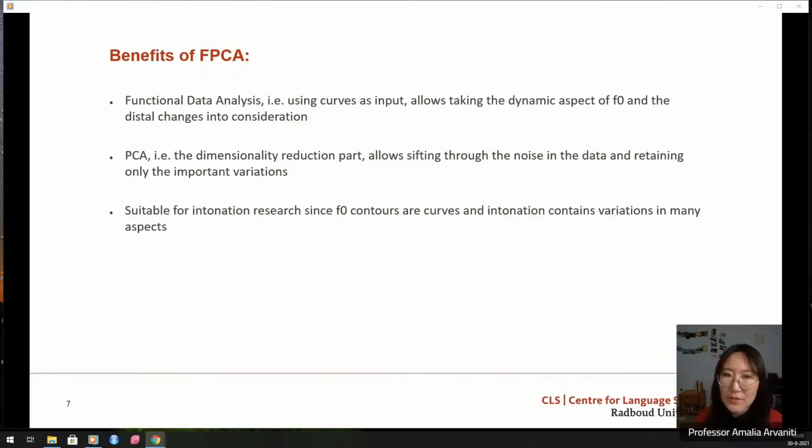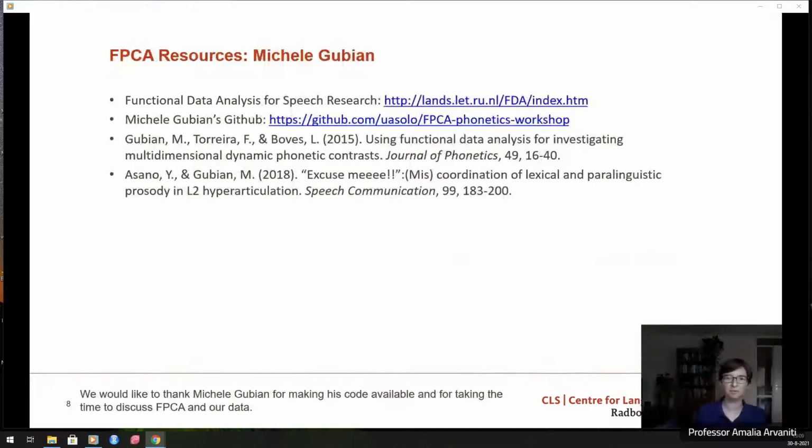Before starting, I would like to thank Michele Gubian for making his code available and for taking the time to discuss FPCA and our data. Scripts to run the FPCA and the plots produced come from Gubian's GitHub. We have also listed his website with good resources and 2 papers that well illustrate the use of FPCA.